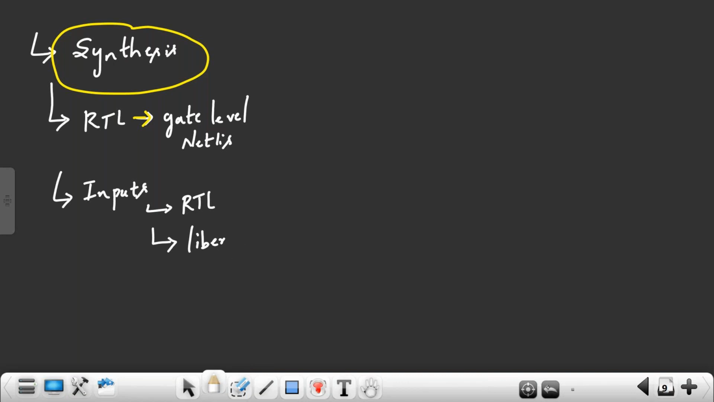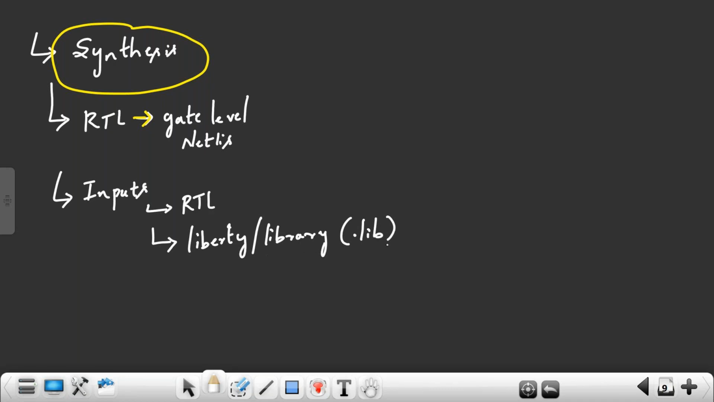Liberty file, or library file. The extension for that is .lib. After the file name you will have .lib as extension. So these files should be given as input for synthesis. The gates present in this file will be used to convert RTL to a gate level netlist. Only gates present in this file will be used. Whatever gates are present, this is called a standard cell library.